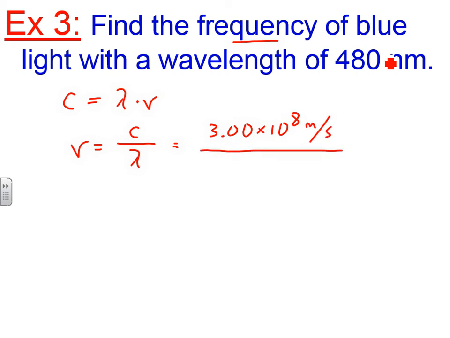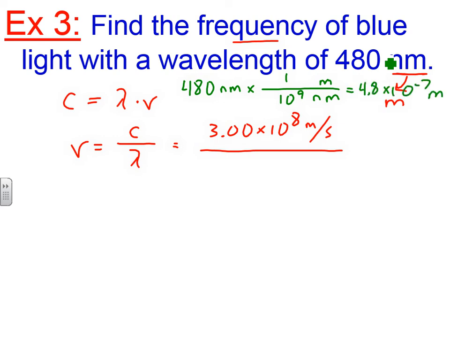Now the wavelength is given in nanometers, and anytime you're using equations, you've got to make sure your units match. So we have to actually put this into meters. We can do a little conversion of nanometers into meters. The way you would do that is, you'd begin with 480 nanometers. Nanometers would go on the bottom, meters go on top. We know that a meter is 1,000,000,000, 10 to the 9th, nanometers. So we can do this little conversion. We'll actually get 4.8 times 10 to the negative 7 meters.